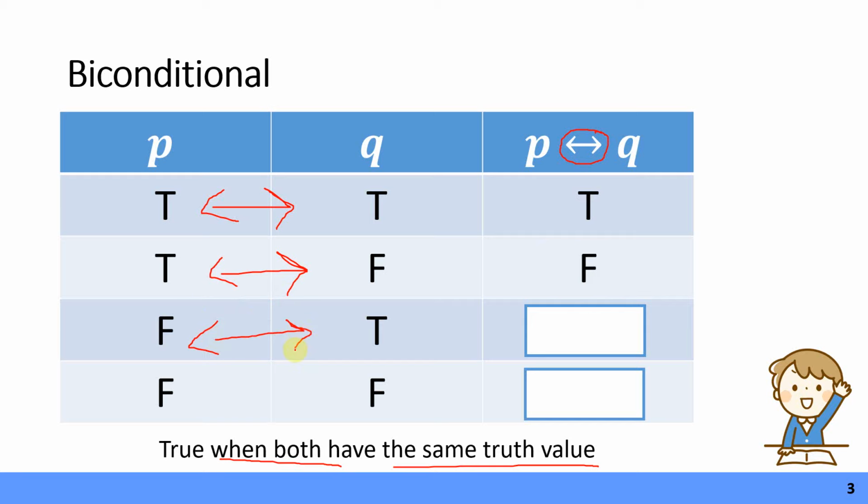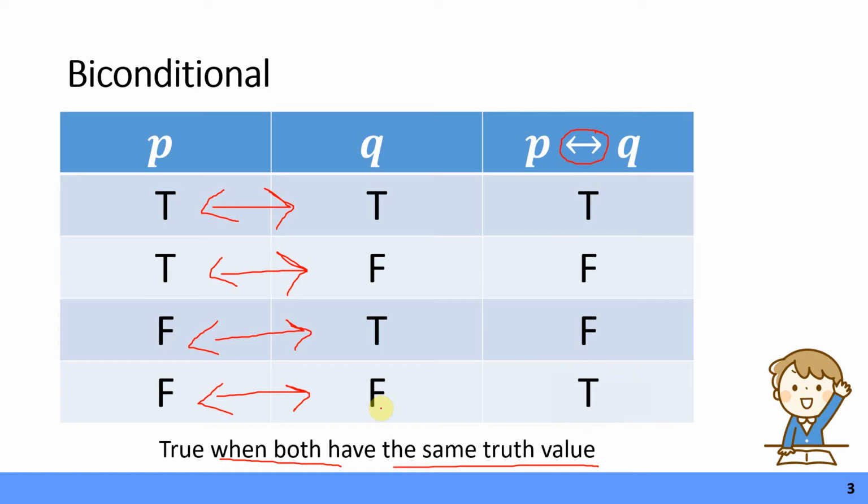False, if and only if true. That is not balanced out, so that one's also false. And then false, if and only if false. They're both false, they're both balanced out, so this one is true.